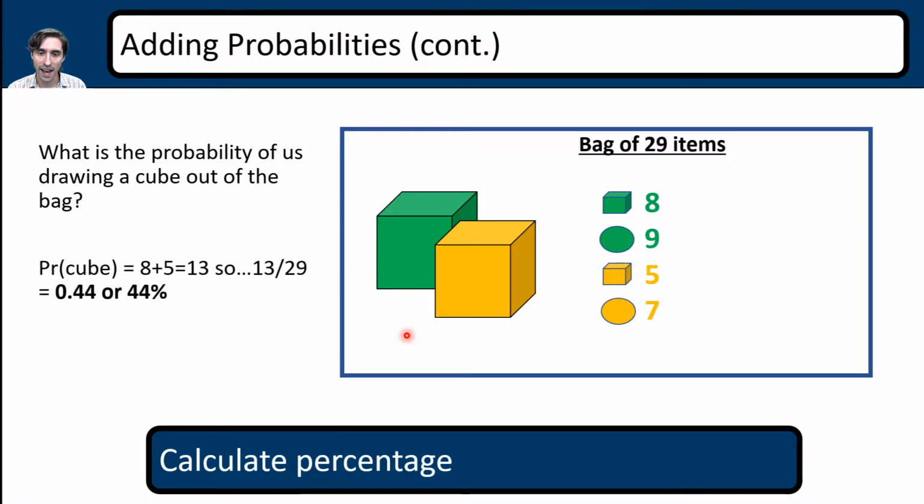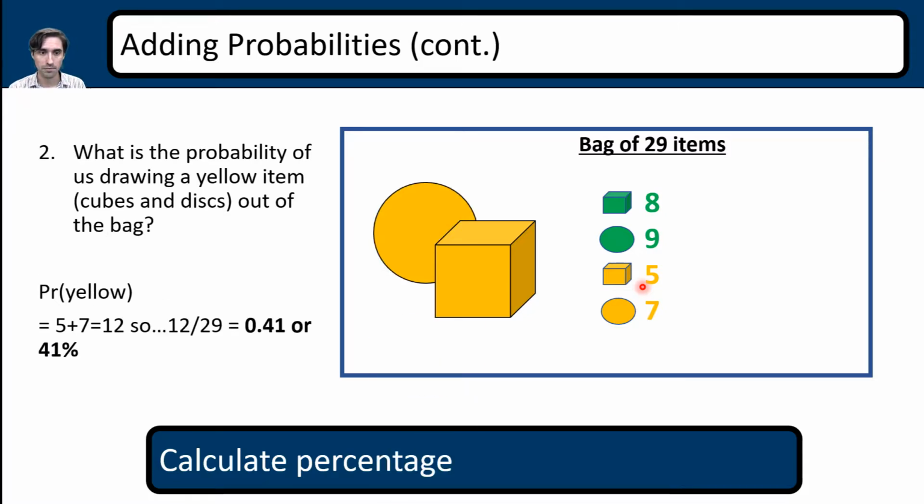We would basically add the fractions together to get an idea. So for this example, we're just looking at the cubes. We would want to get 8 plus 5 out of the total of 29. So that's 13 divided by 29. It's a 44% chance, 0.44 proportion, that you will pull out a cube.